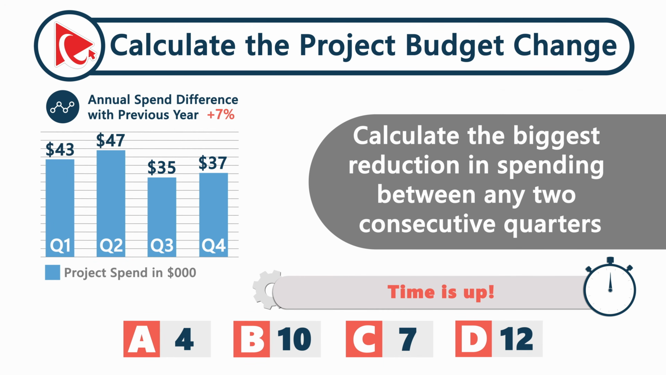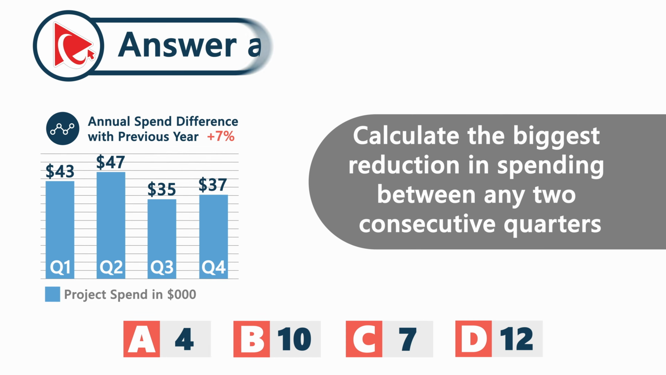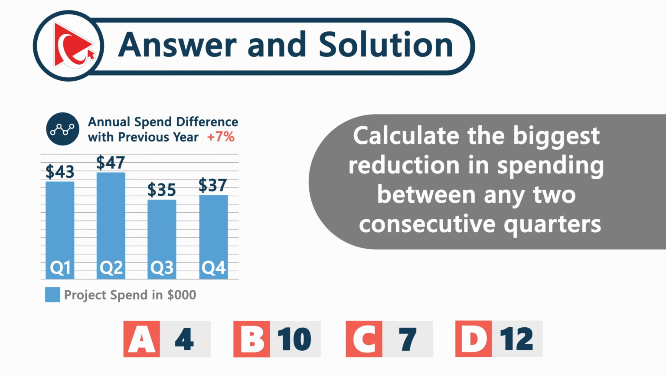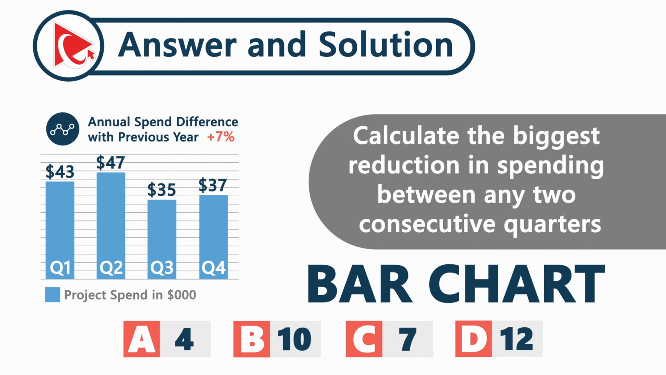Time's up. Do you have your answer ready? To get to the correct answer together, let's start by understanding the chart and understanding the data. You're presented with what's called a bar chart. A bar chart shows as a separate bar spending for each quarter. Quarter 1, Quarter 2, Quarter 3, and Quarter 4.